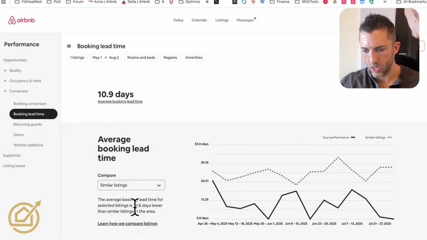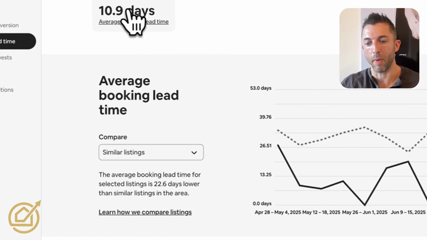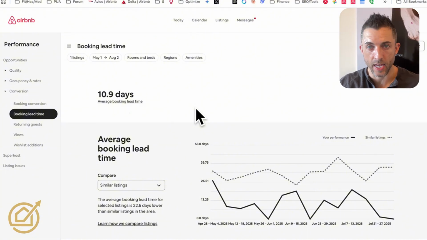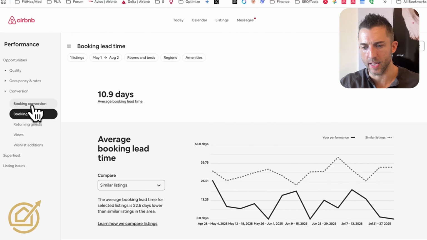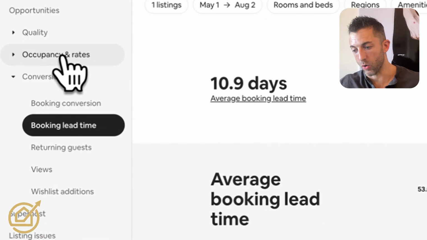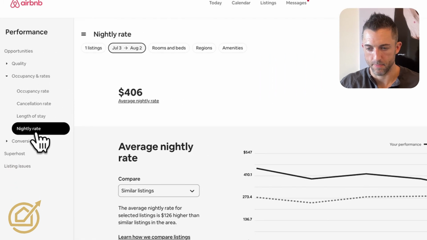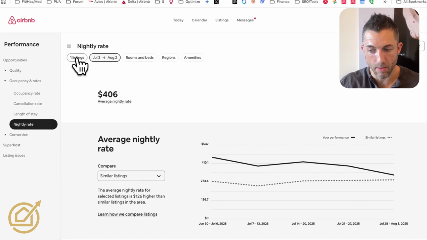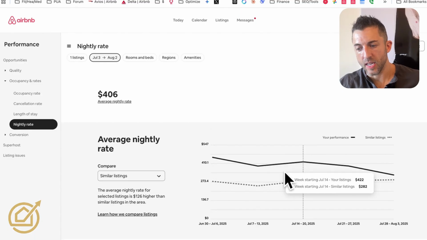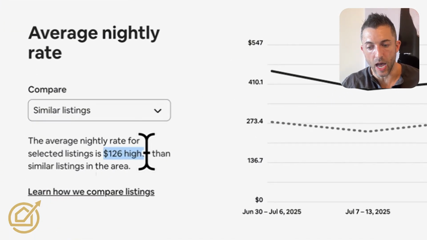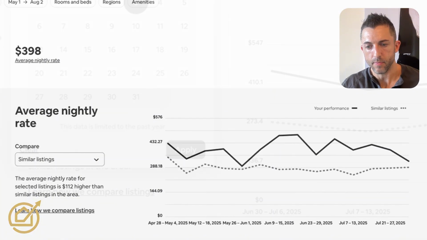All right, so it says here mine is 22 days lower. So mine's 10 days. Typically, the average is about 30 days in this market. Okay, that's great. So now let's look at the nightly rate. I still have that same listing selected, and you can see my nightly rate isn't just a little bit above the competition, it's a lot, 126. If I go back 3 months, we're still way higher, okay?